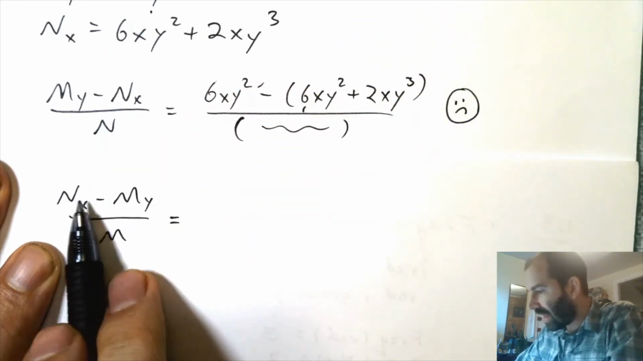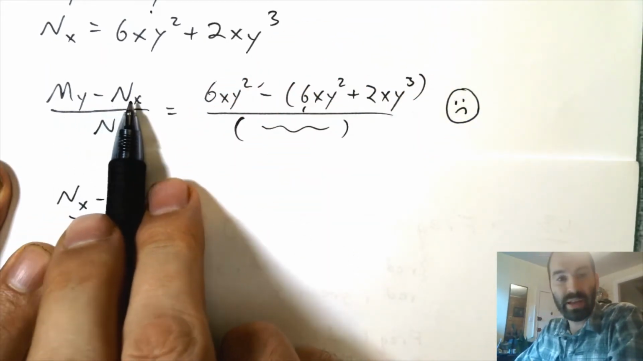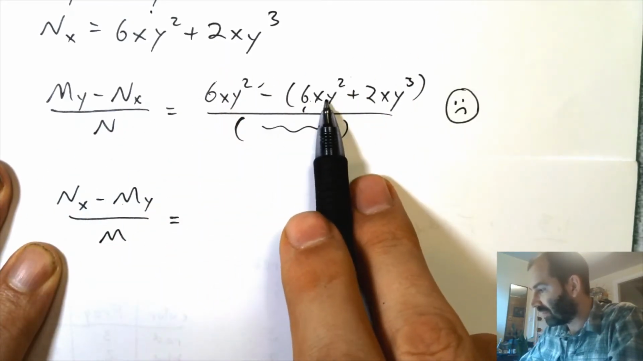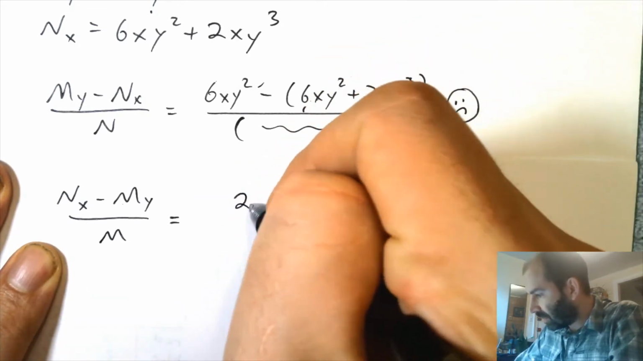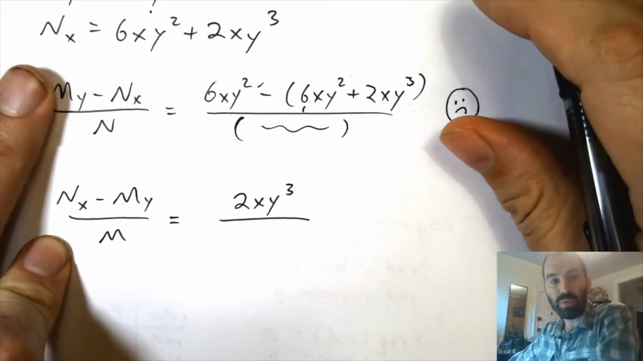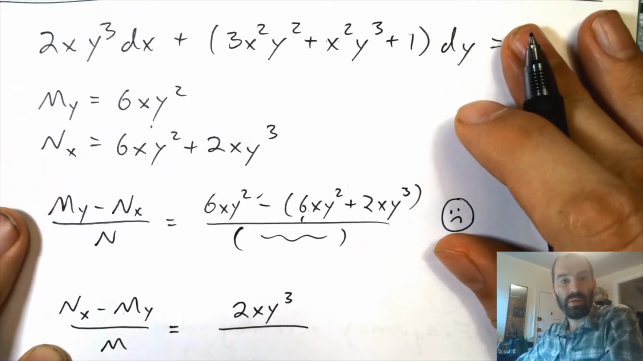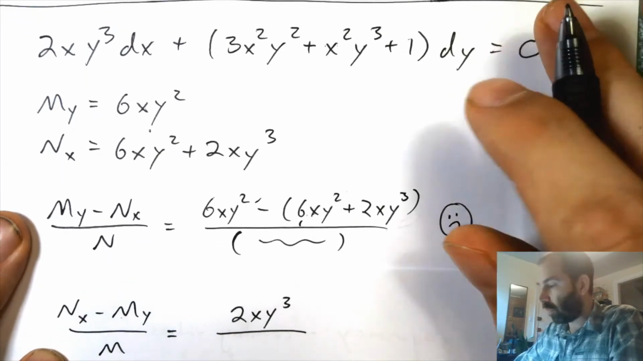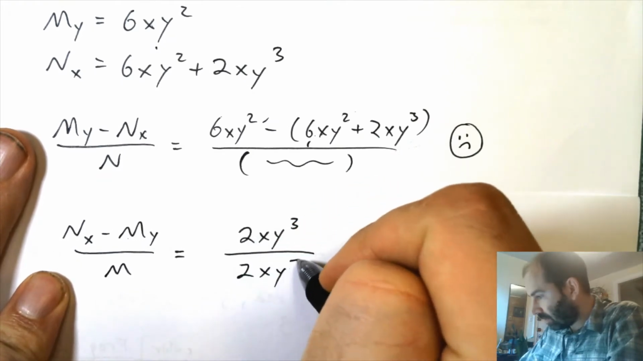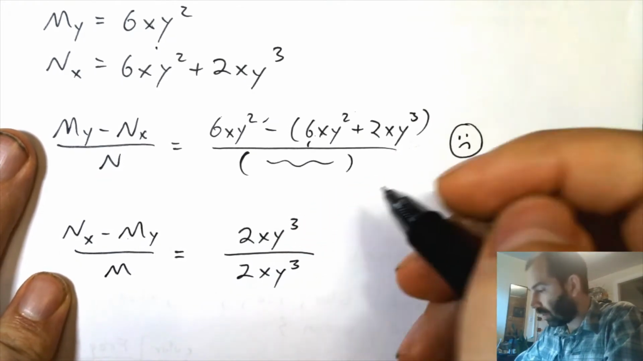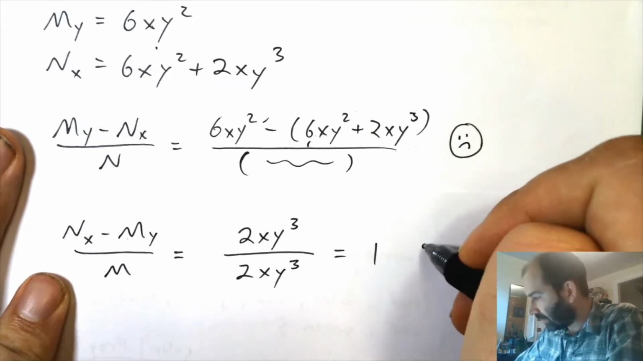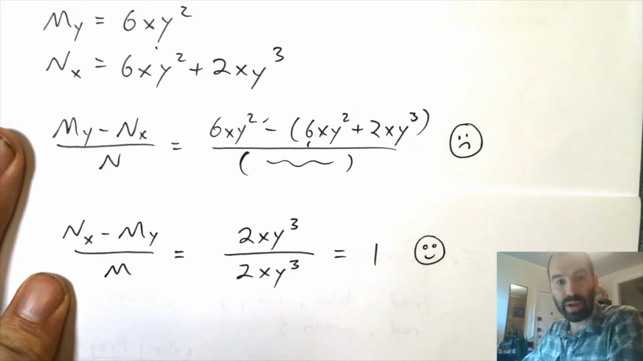Now notice that nx minus my is just the negative of my minus nx, right? So I'll just take the negative of this stuff. Well, look, the 6xy squared canceled, and so I just end up with 2xy cubed. And I'm dividing by m. What was m? Well, m was this guy, 2xy cubed, right? Okay, well, this is just 1. Is that independent of x? Absolutely. So there we go. That's what we have to use.